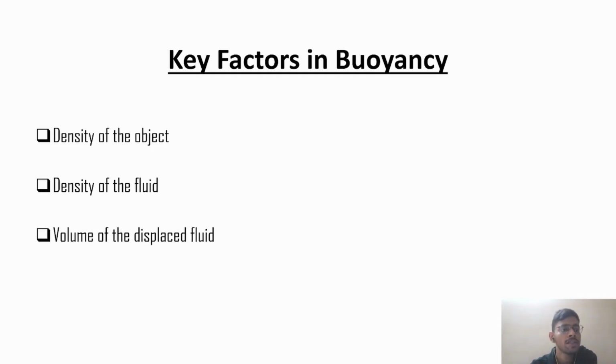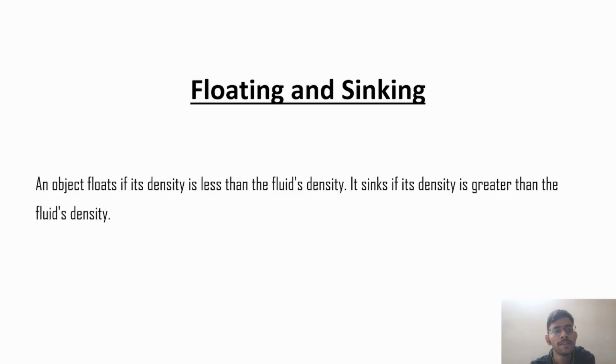There are some key factors in buoyancy. They are the density of the object. As we know, the density of the object is the main concept in buoyancy. Also the density of the fluid, and the volume of the displaced fluid. When we sink an object in the fluid, the volume displaced by the object outside is the volume of displaced fluid.